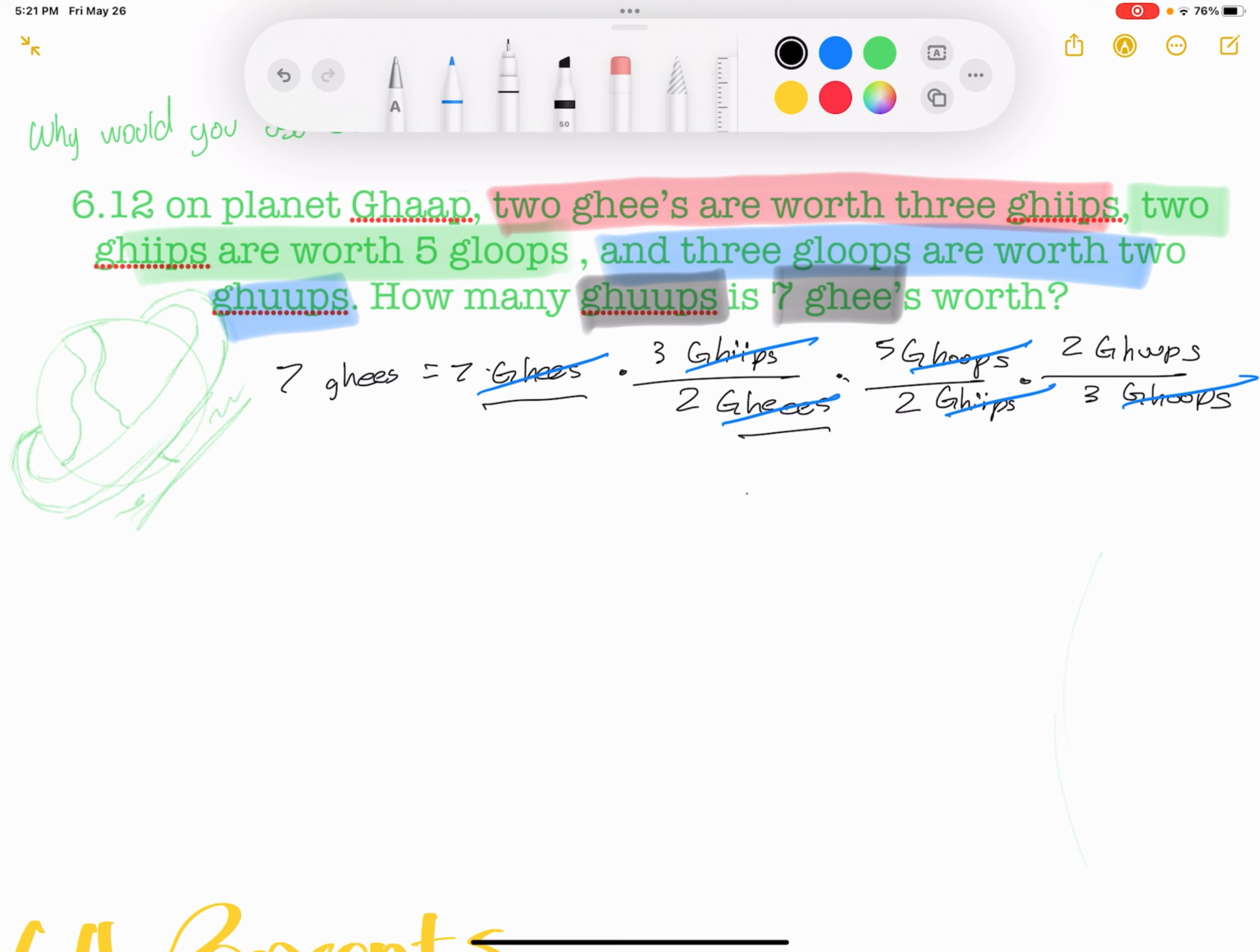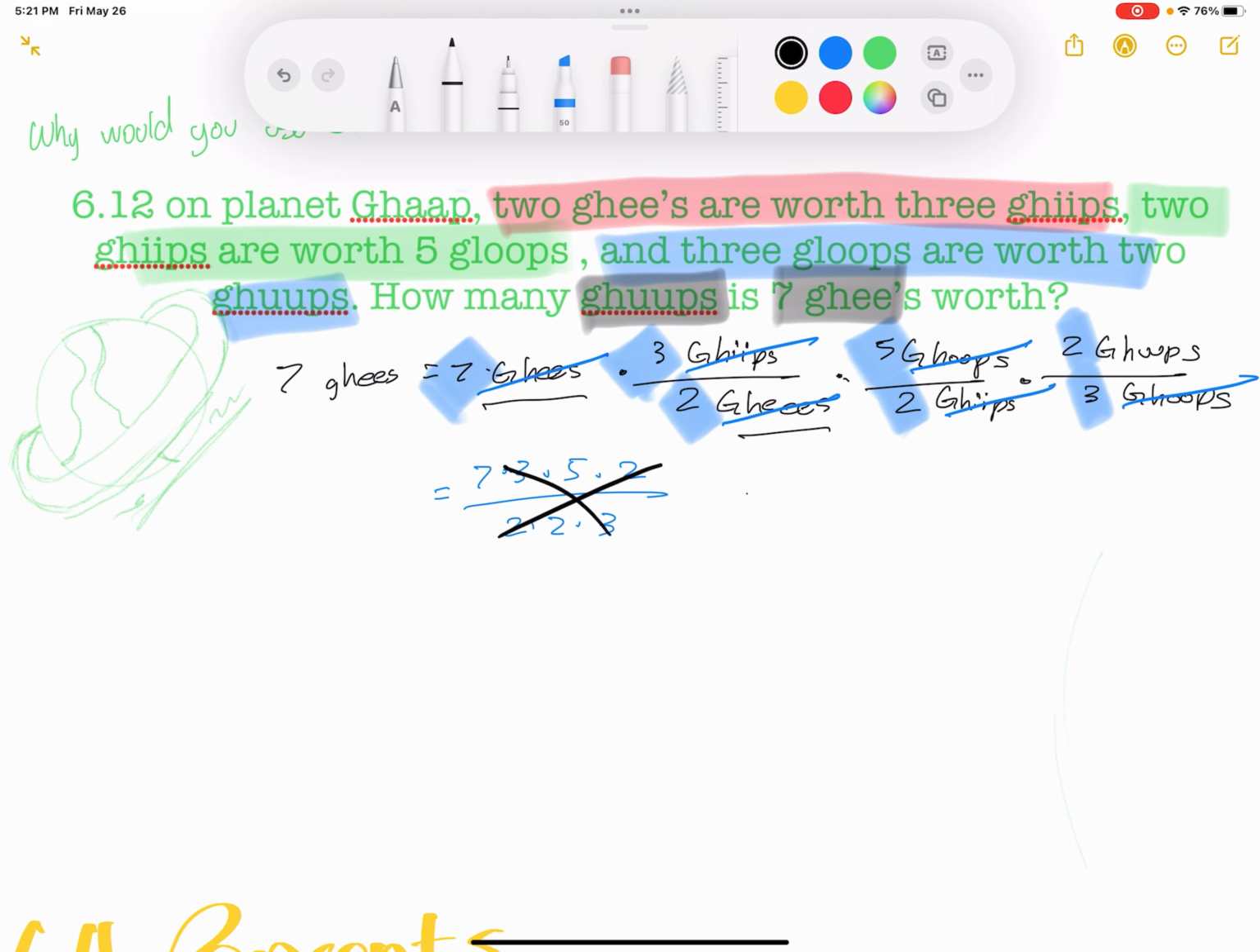Now you have something better, all the numbers: 7 times 3 times 5 times 2 divided by 2 times 2 times 3. Those numbers are here, here, here, here, here, here. Now you start to simplify, canceling out 2 and 2, 3 and 3.